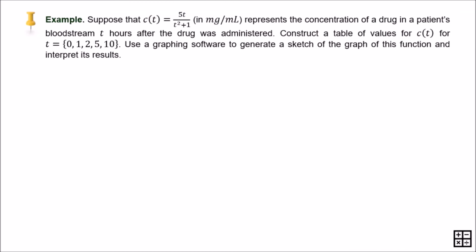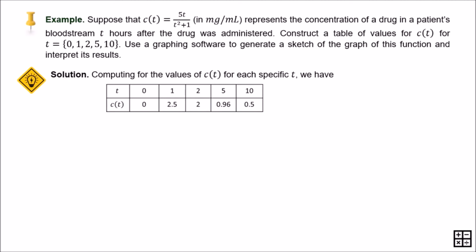Suppose that c of t, which is equal to 5t all over t squared plus 1 measured in milligrams per ml, represents the concentration of a drug in a patient's bloodstream t hours after the drug was administered. Construct a table of values for c of t for t equals 0, 1, 2, 5, and 10. Use a graphing software to generate a sketch of the graph of this function and interpret its results.